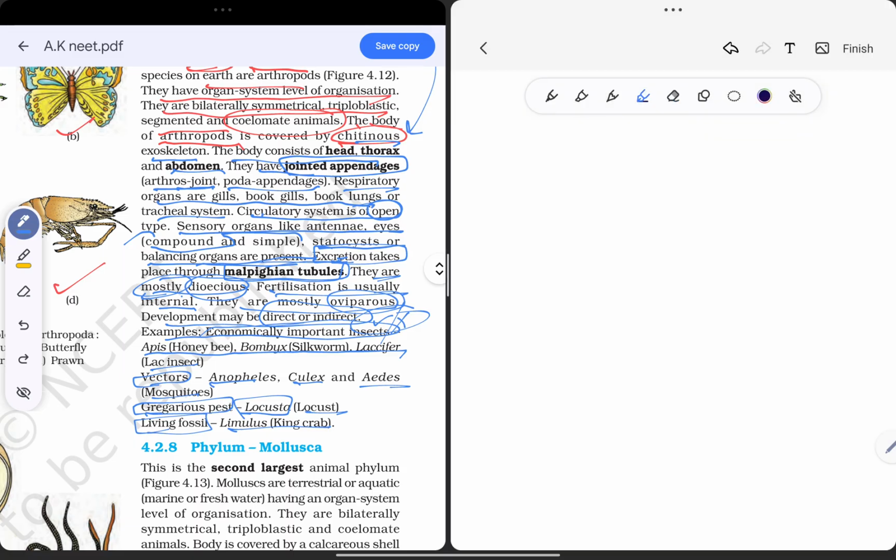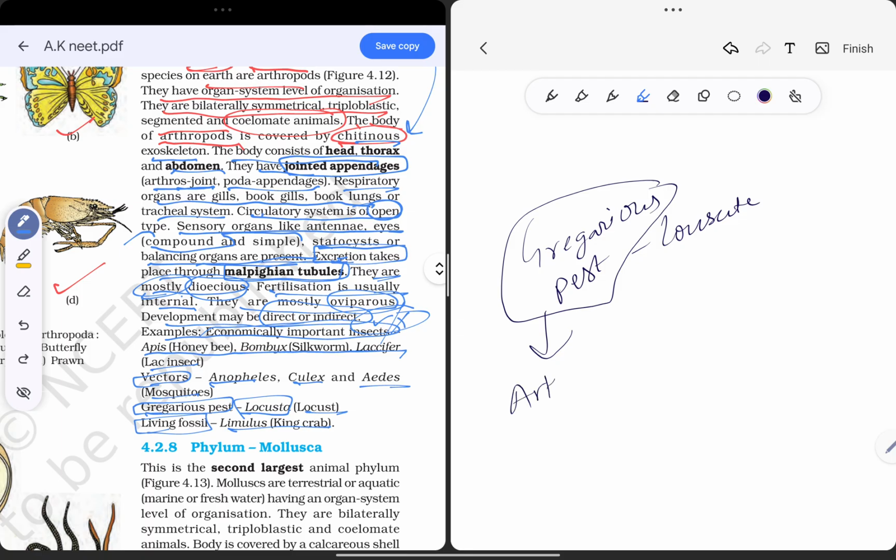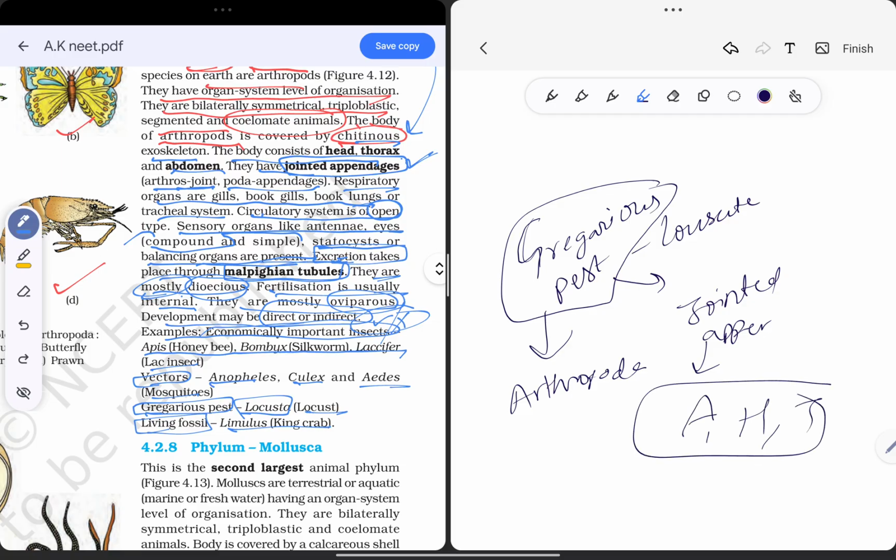They might ask you, what is the gregarious pest? You may say immediately it's Locusta. Which phylum does this gregarious pest belong to? Then you should say it's Arthropoda. Does this gregarious pest have jointed appendages? Yes, you should say it has jointed appendages. What are the three parts of its body? Head, thorax, abdomen, which I told you before.